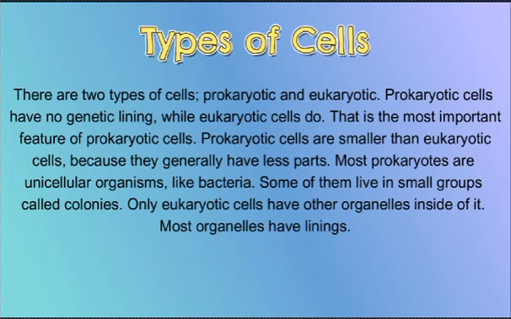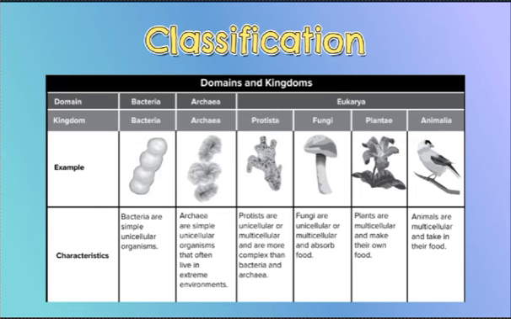Types of cells. There are 2 types of cells. Prokaryotic cells and eukaryotic cells. That is the most important feature of prokaryotic cells: they generally have fewer parts. They were discovered in the 1830s, like bacteria. Some of them live in small groups called colonies. Only eukaryotic cells have other organelles inside of them. Most organelles have linings. Look at the picture and memorize the different pictures, kingdoms, and their meanings or explanation.